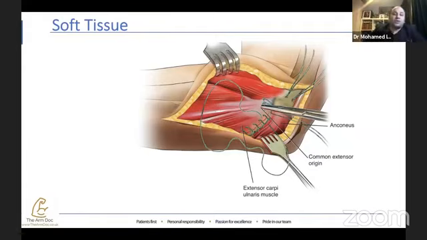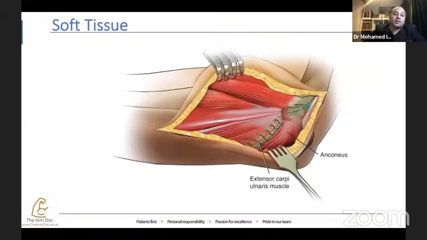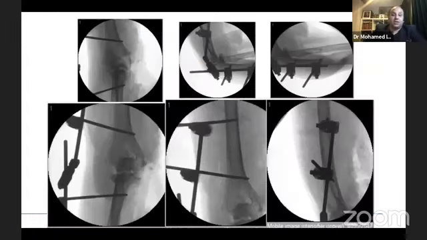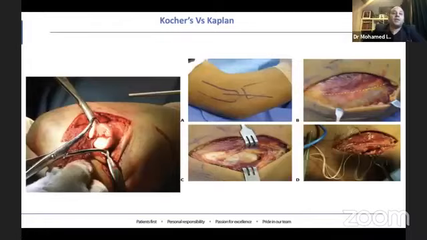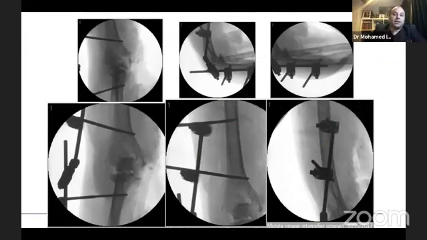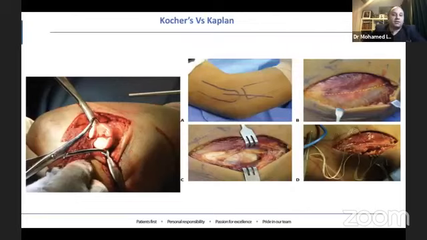You can use soft anchors, which is another easy option of doing the repair. If in doubt, I have a low threshold of doing an internal brace to augment the repair if needed acutely. If all that fails, the only other option here would be an external fixator. Companies now have internal fixators which can be used. For this patient, it was an open injury, so we opted for an external fixator.